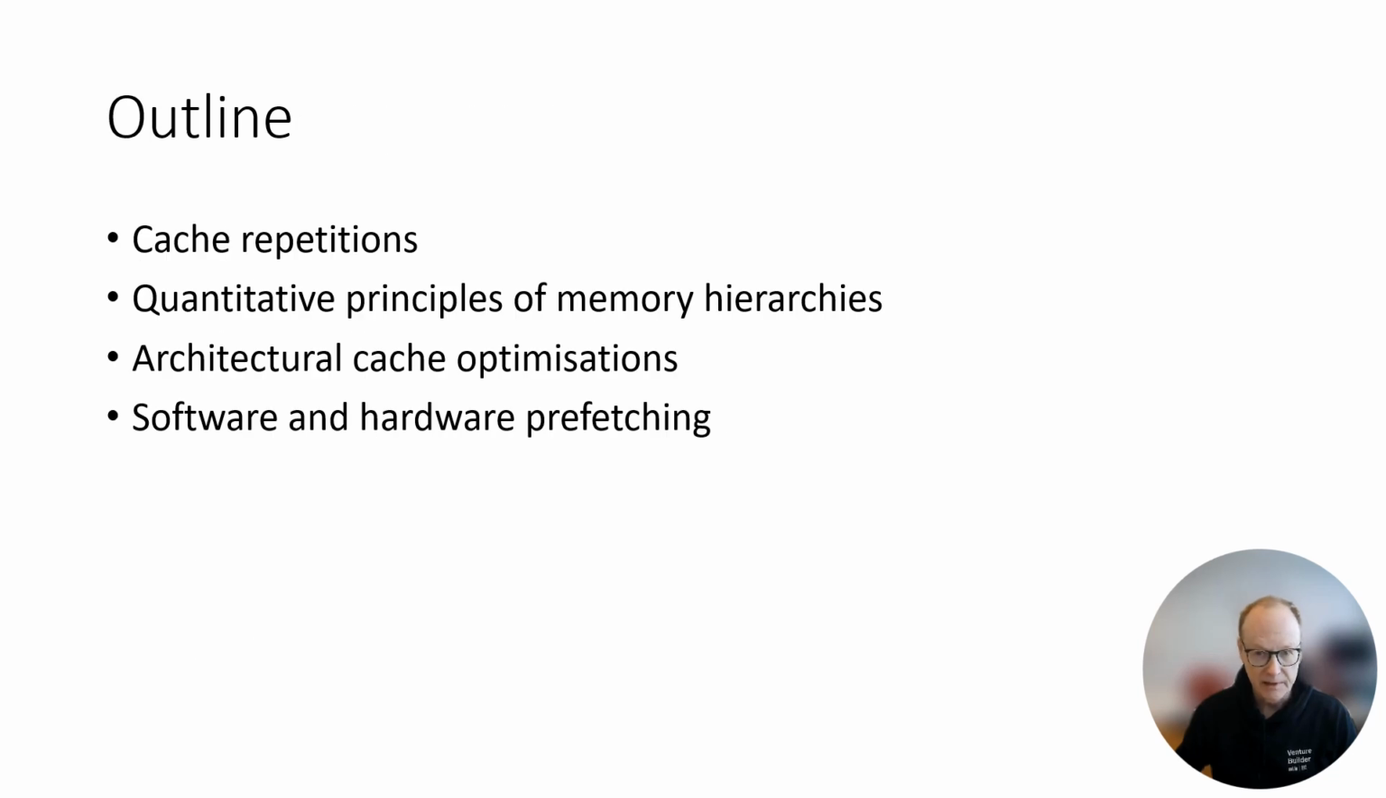The outline of this section is as follows. First, we will review the operations of cache memories in general. Then we will establish the quantitative principles of memory hierarchies in general and cache memories in particular. Then we are ready to look at some important and common optimizations to caches. And finally, we will talk about prefetching and the trade-offs it brings.